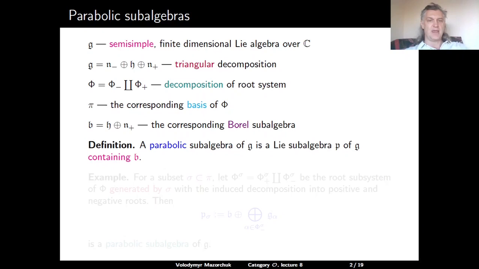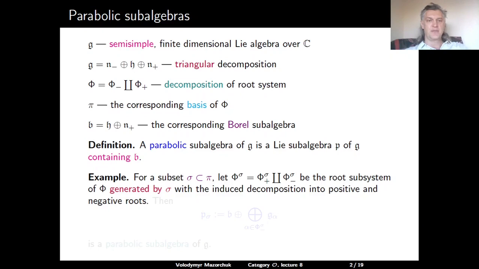So, definition: a parabolic subalgebra of g is a Lie subalgebra p of g which contains the Borel subalgebra b. For example, if we fix a subset σ in our basis Π and consider the root system Φσ, which is the root subsystem of Φ generated by σ, with the induced decomposition into the positive and negative roots. So Φσ is the union of Φσ plus, the positive part, and Φσ minus, the negative part.